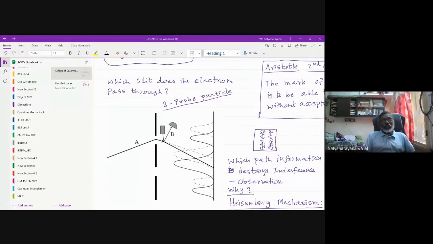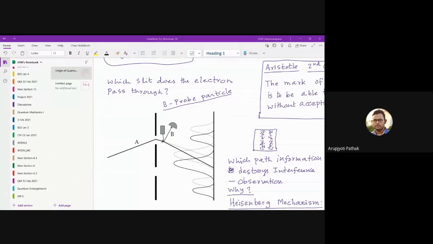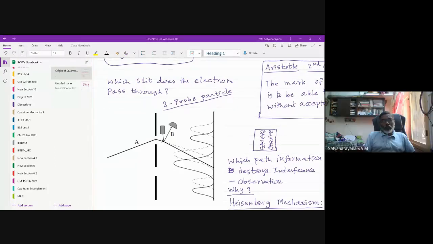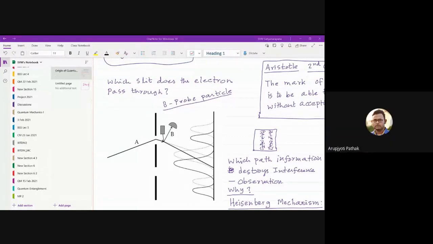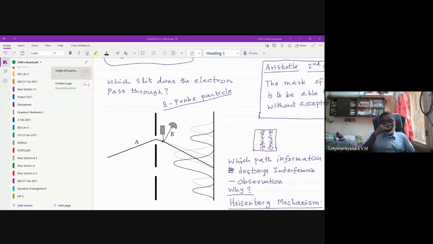Otherwise, sir, at this interaction, that is this collision between probe and the actual particle, there's no momentum loss for any of the particles. Yes, sir, when you detect it, of course. After the measurement, momentum will be lost. After the measurement means after it goes to the screen and gets detected, right? Yes, sir. That is fine, but that is true also without probing, no? Even without probe particle, that was true.